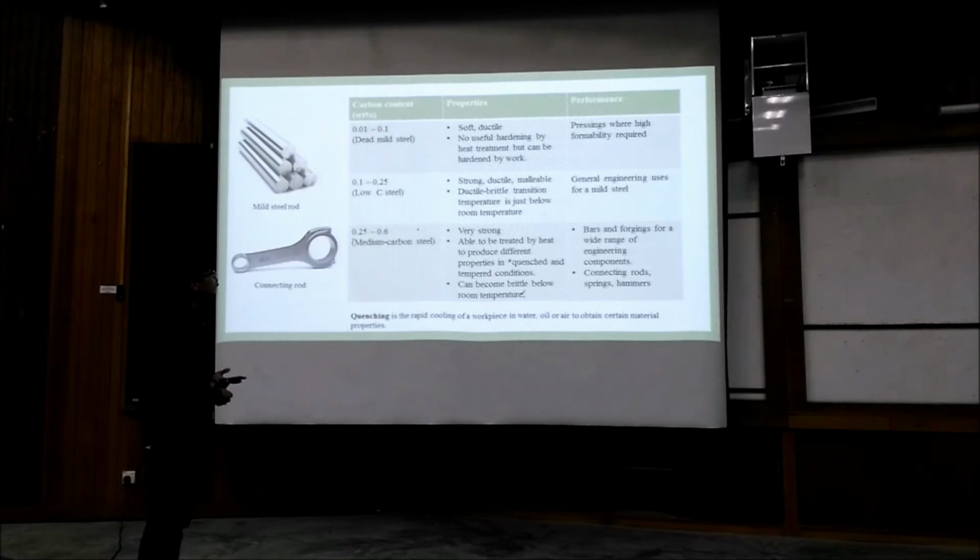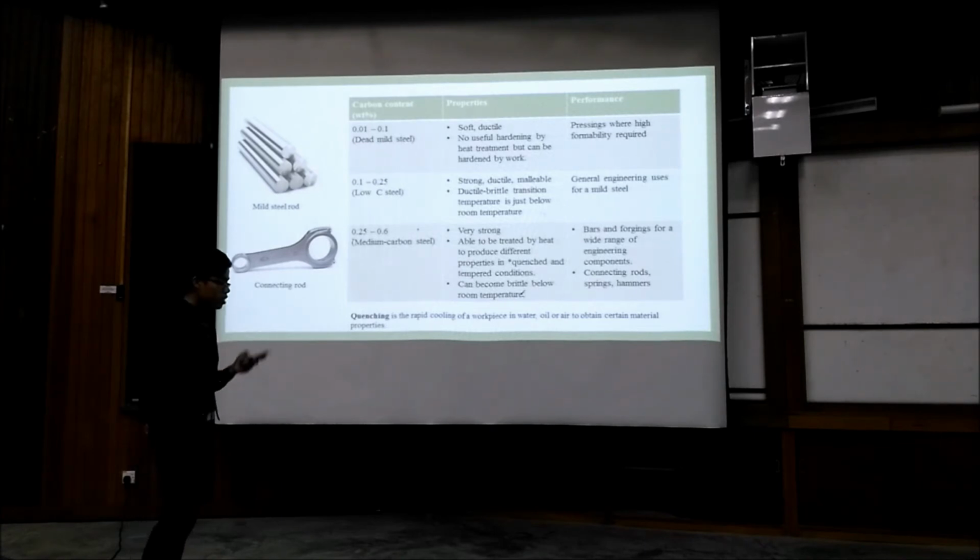Second, we go to low carbon steel, which contains 0.1 to 0.25% of carbon. It is strong, ductile, and cannot be hardened by heat treatment except for normalizing, and it is also weldable. Low carbon steel is often used in general engineering uses.